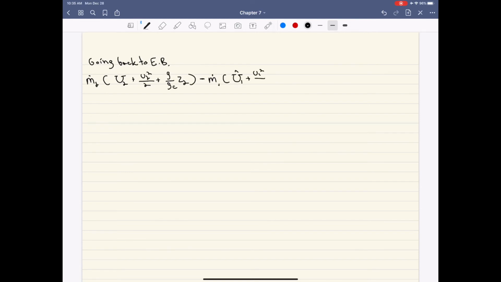U1 squared divided by 2 plus g Z1. Alright, and then on the right hand side we're going to have our heat term, plus our work term, which includes shaft work, plus the flow work term. Our input to the process is stream 1, and our output is stream 2.